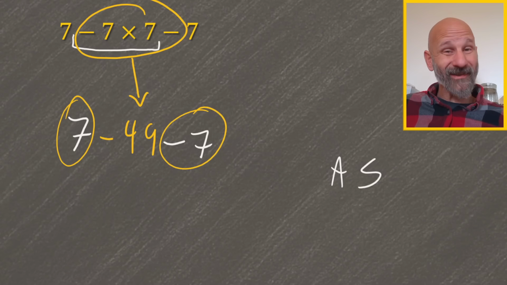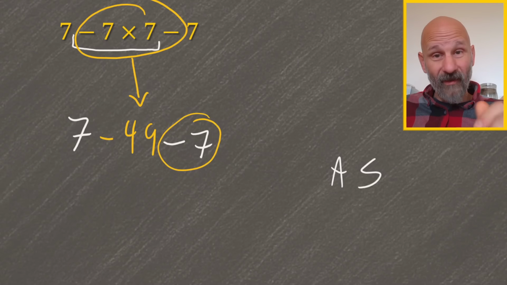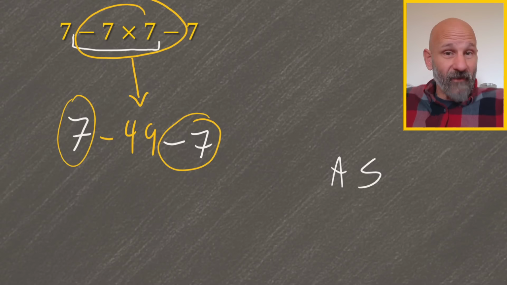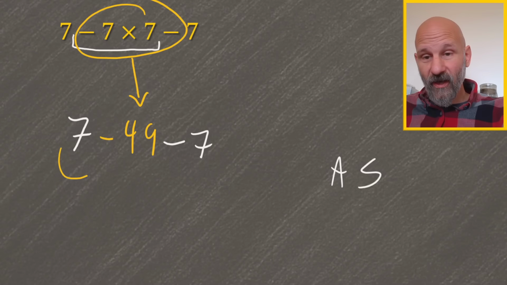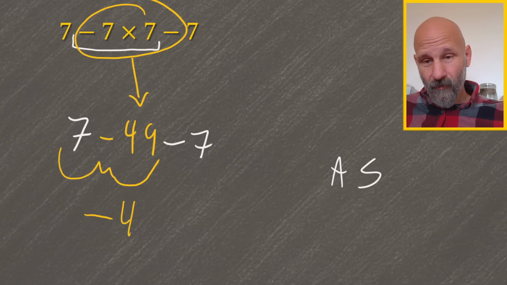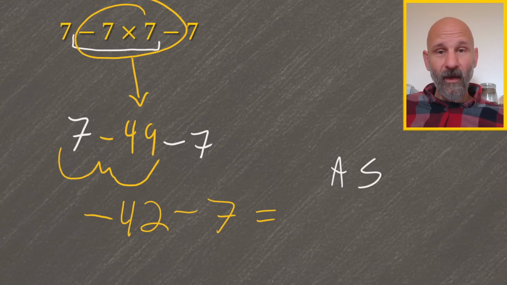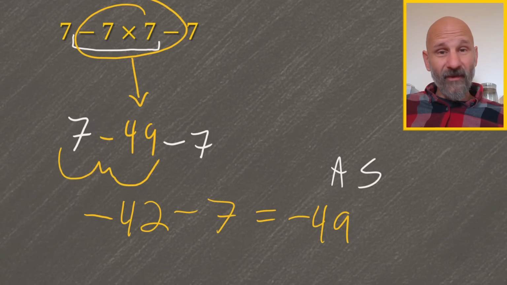So if you want to do the 7 minus 7 first, you sure can. You just got to remember that that symbol in front of that 7 there stays with the 7. That's a minus 7 that I have circled. Okay? And then with a positive 7 just makes 0. If you want to go left to right, you can do that. So that would be changing the 7 minus 49. And that's going to make a negative 42. And then minus 7 is going to make negative 49. And that's all there is to it.